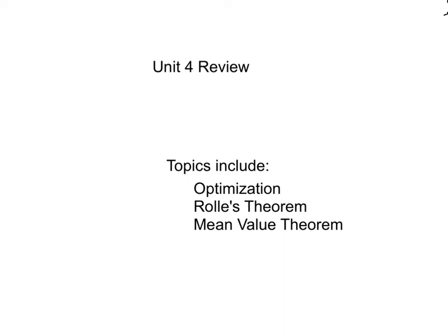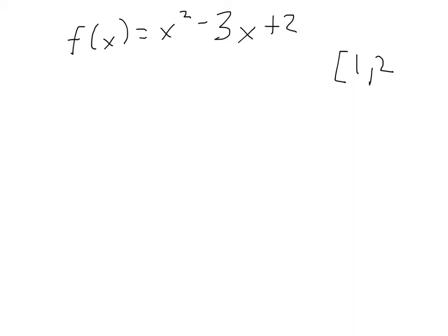This is the Unit 4 review over optimization, Rolle's theorem, the mean value theorem, first and second derivative tests, and concavity. Start with number 1. Here we have to show that the function f of x, which is x squared minus 3x plus 2, satisfies Rolle's theorem on the interval 1 to 2, and then find the c value that is guaranteed by the theorem.